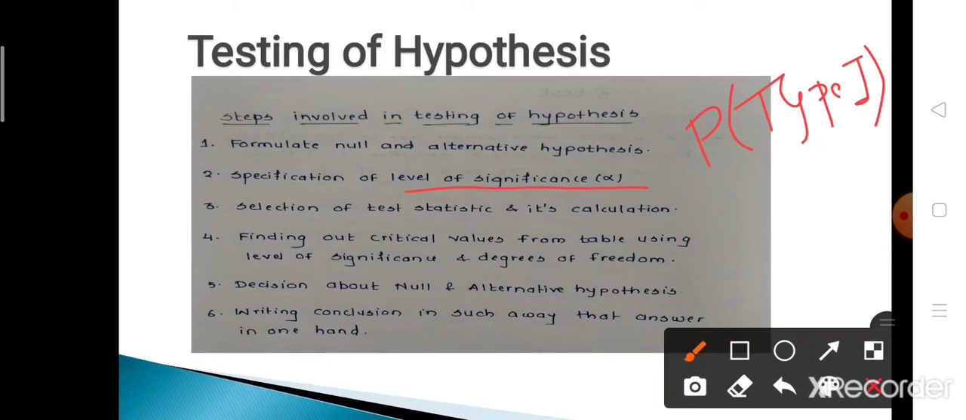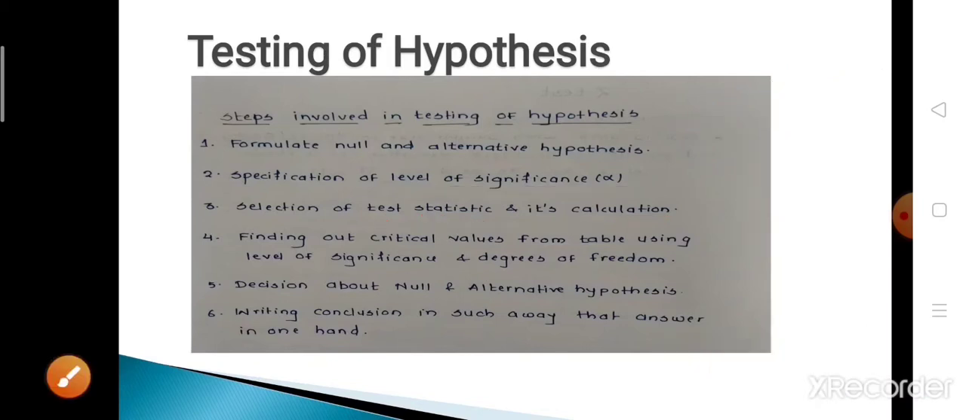Now the third step is selection of test statistic and its calculation. A statistic is a function of observations, like summation x upon n is one of the statistics because it is a function of observations. So the third step in testing of hypothesis is selection of test statistic and its calculation.